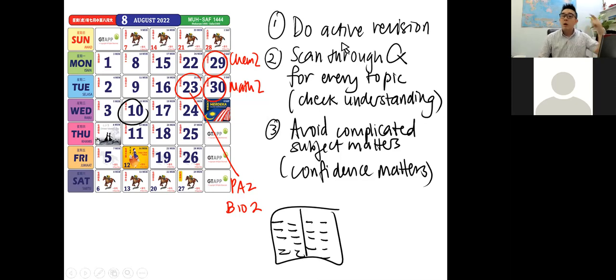Do active revision. Can I explain the menstrual cycle? Can I explain urine formation, or the structure of the liver? For the liver, there are four lobes: left, right, quadrate, caudate. Then they are made up of lobules. From there, you are able to elaborate the structures in the lobule. If you are able to do that, you are doing active revision, because you will get stuck.